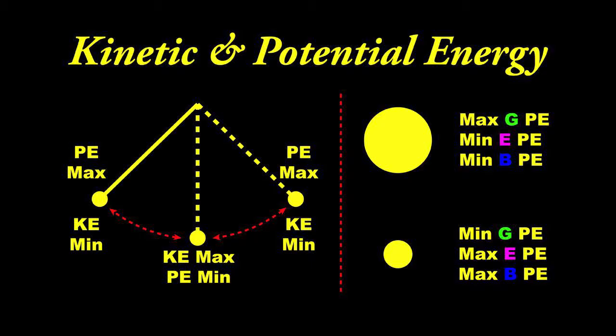You may be familiar with how kinetic and potential energy varies in a swinging pendulum. If you studied physics, you've studied this. As a pendulum swings back and forth, its energy changes from potential energy to kinetic energy. This is shown on the left side of this graphic.